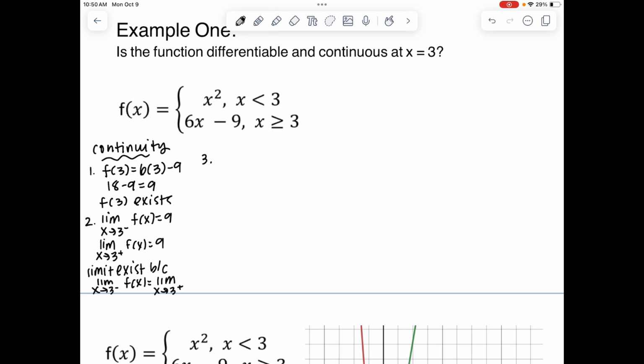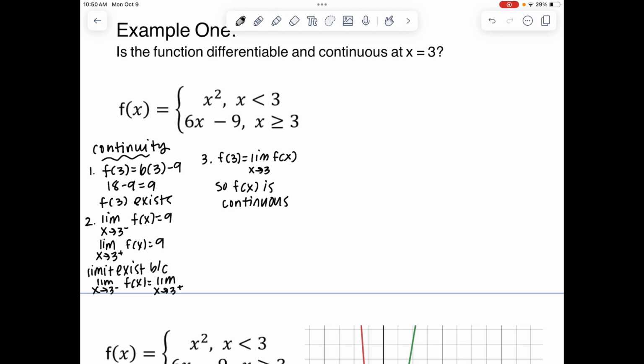And then my last step is to say that f of 3 equals the limit as x approaches 3. So f of x is continuous. So we know that f of x is continuous now. And because we know that it's continuous, that means it may be differentiable. Okay, but we don't know that for a fact, so this is how we're going to check differentiability.